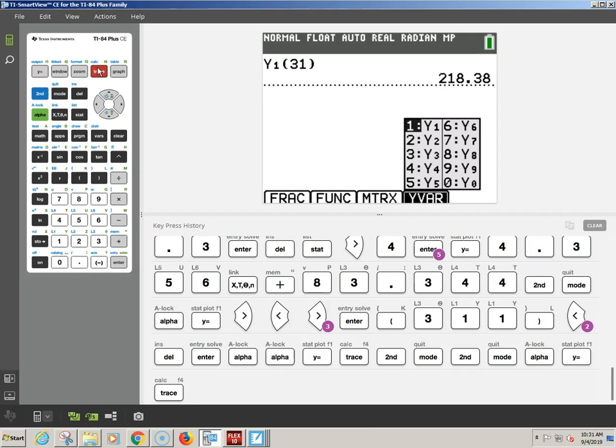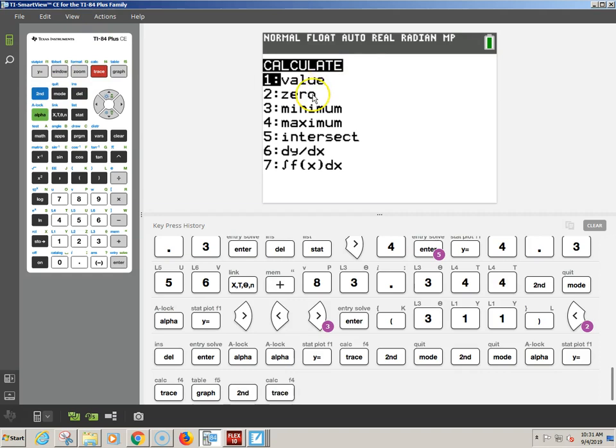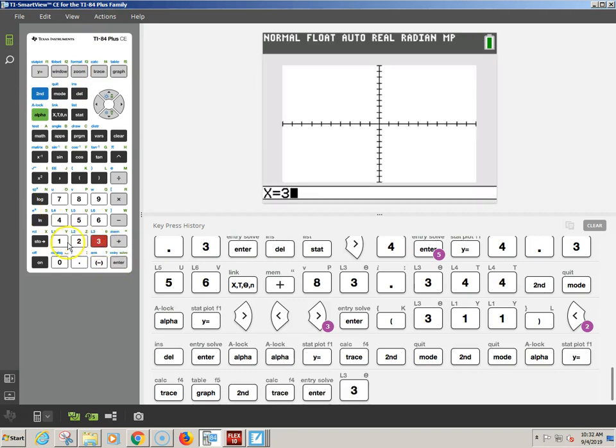Now, could you guys have done that on the graph? Why did I do this from the home screen instead of going to the graph and using the, isn't there a spiffy second trace value thing? Why? Just put in 31. It's no big deal. 31.